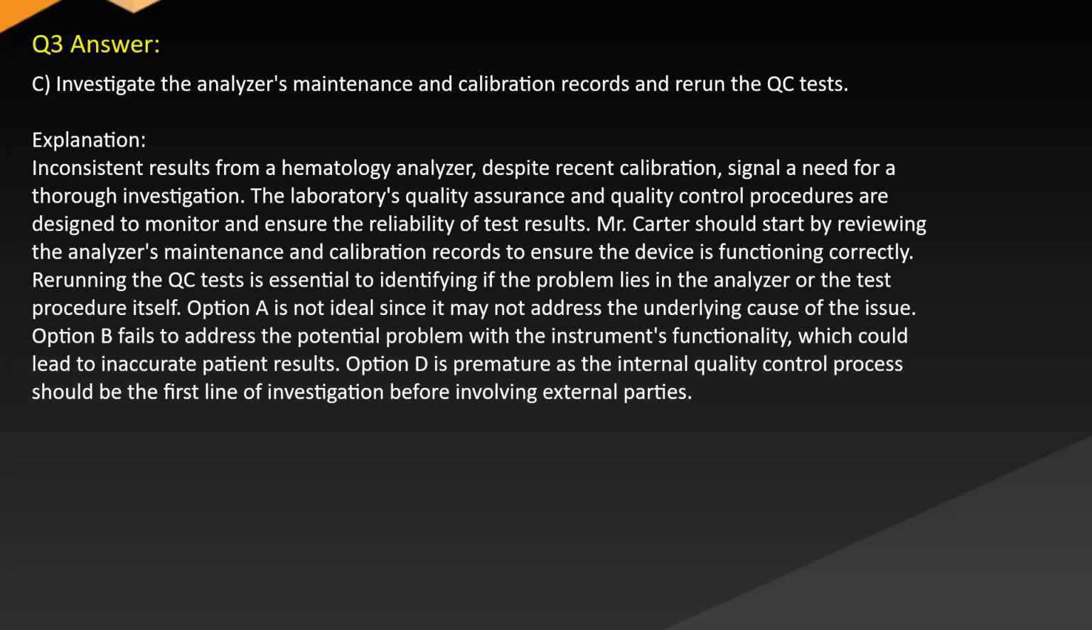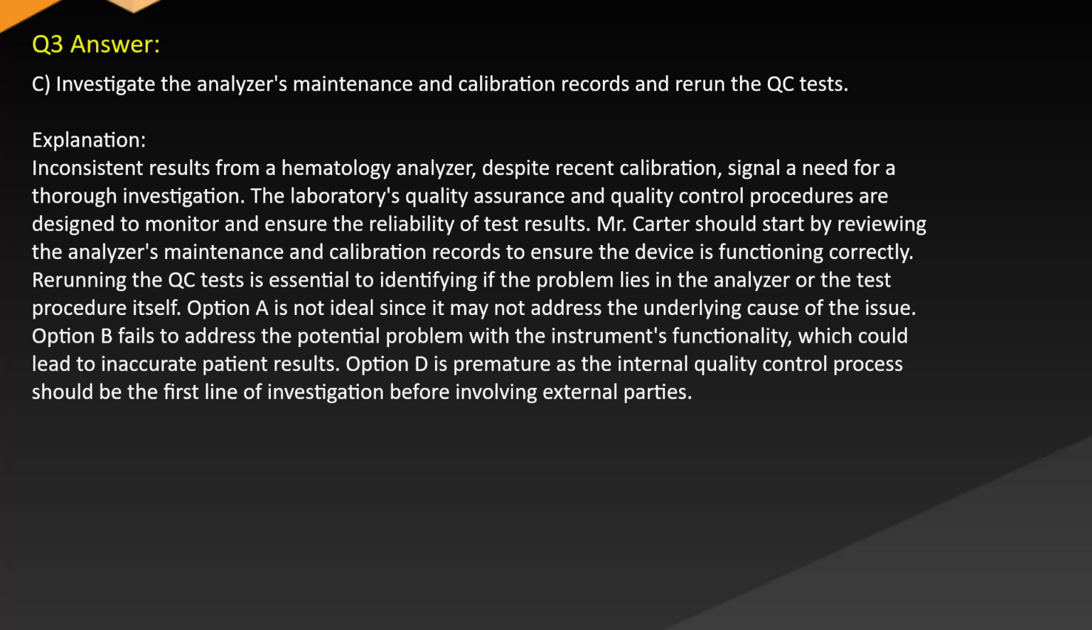Answer: C. Investigate the analyzer's maintenance and calibration records and run the QC tests. Explanation: inconsistent results from a hematology analyzer, despite recent calibration, signal a need for a thorough investigation. The laboratory's quality assurance and quality control procedures are designed to monitor and ensure the reliability of test results. Mr. Carter should start by reviewing the analyzer's maintenance and calibration records to ensure the device is functioning correctly. Running the QC tests is essential to identifying if the problem lies in the analyzer or the test procedure itself.